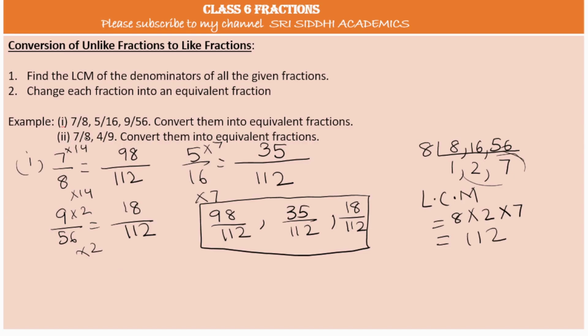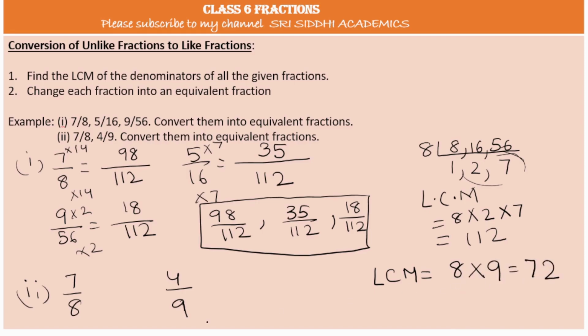Similarly here, second question is 7 by 8 and 4 by 9. Now if you see here, their LCM I can't find. They don't have any common factor. Then in such a case, how do we find LCM? We multiply to find LCM of two numbers which do not have any common factor. We multiply them. So 8 9s are 72. So LCM of 8 and 9 is 72. So here I will write 72.